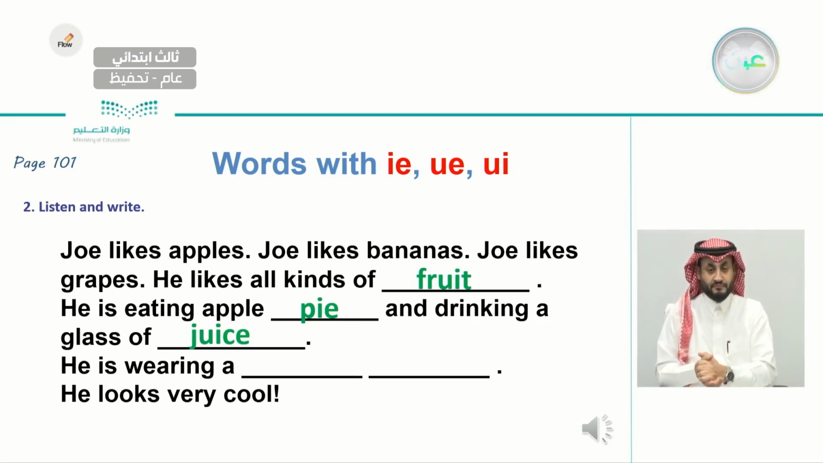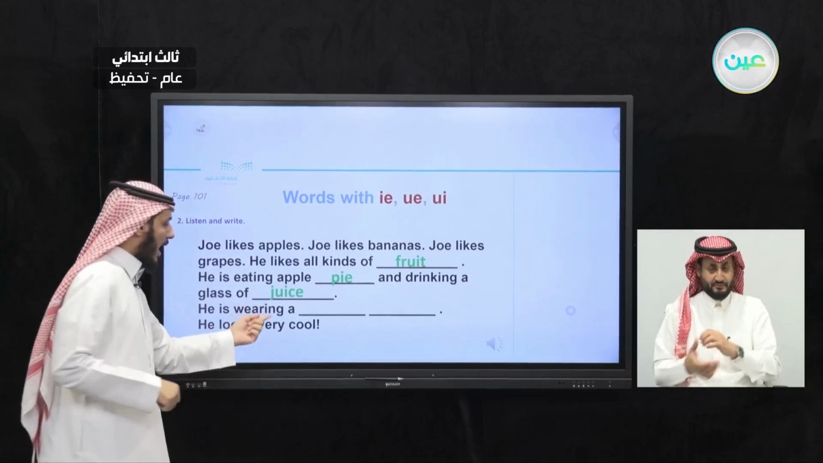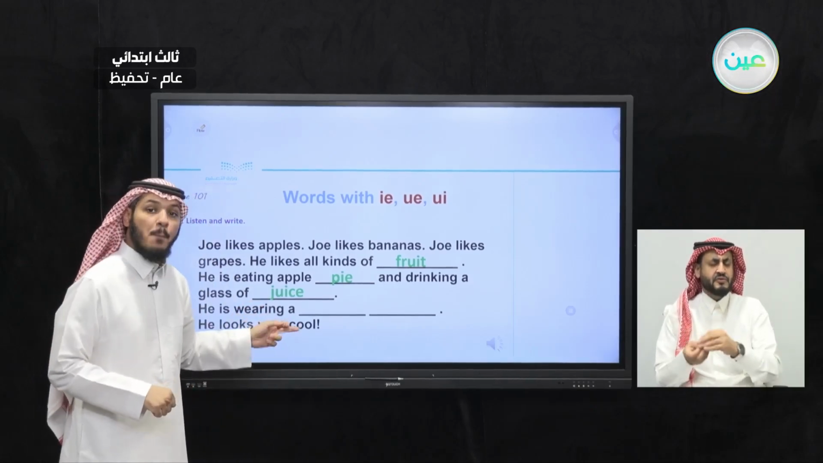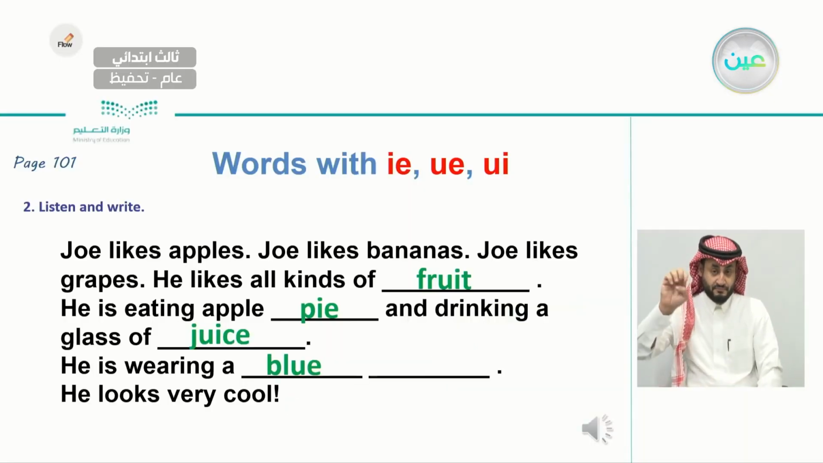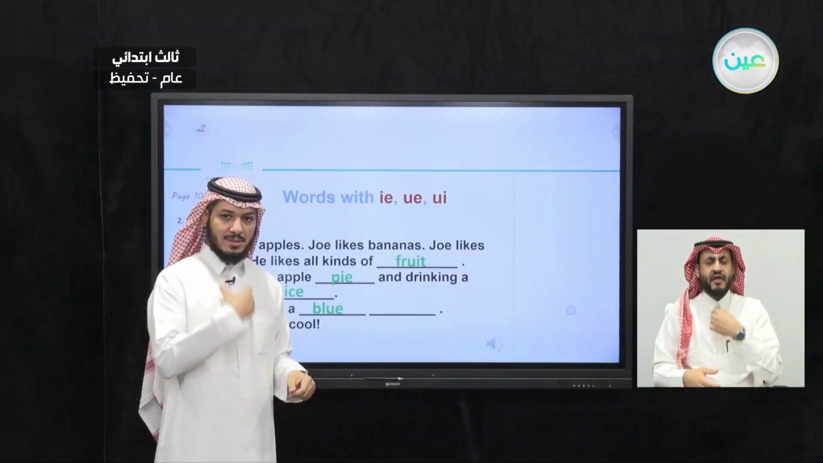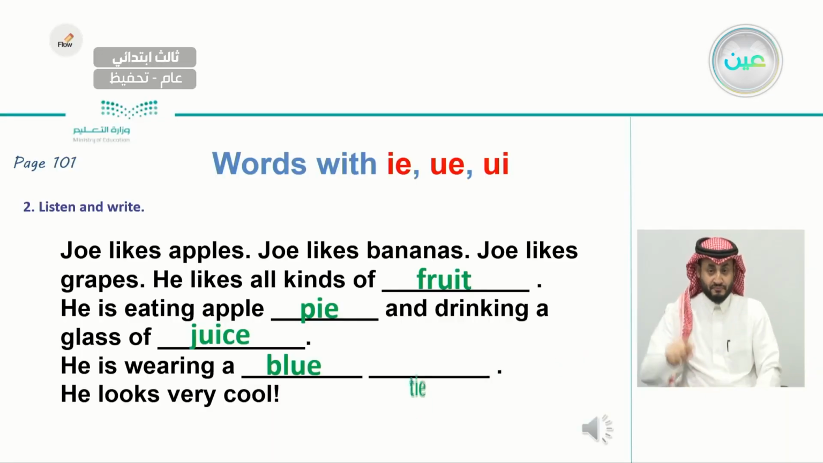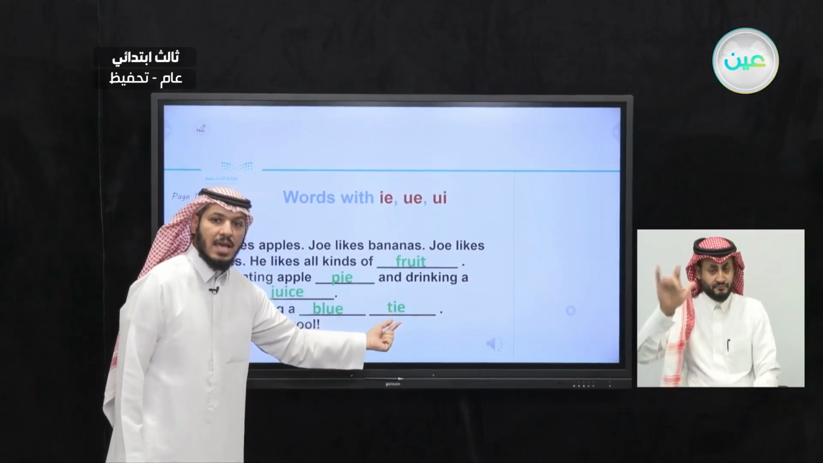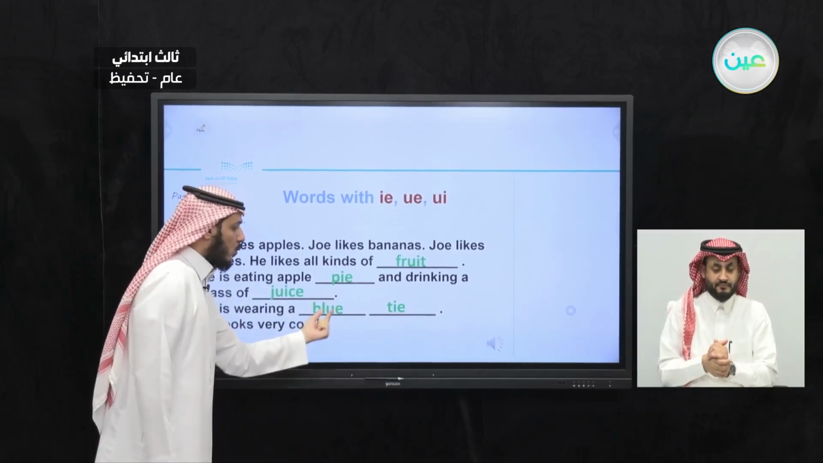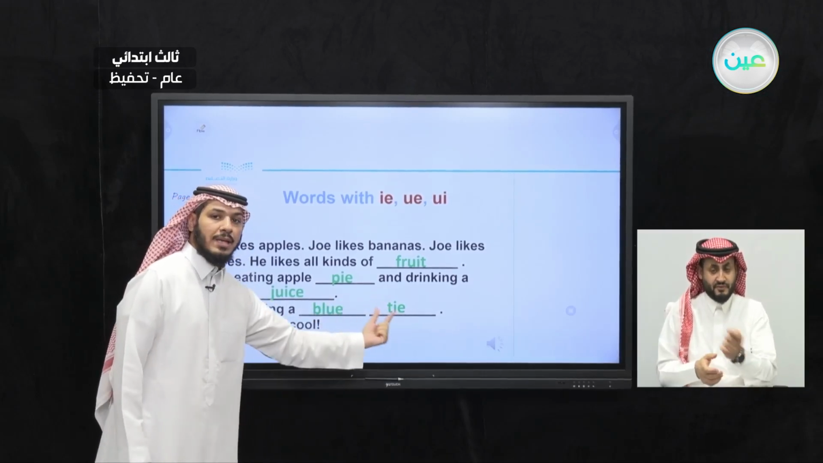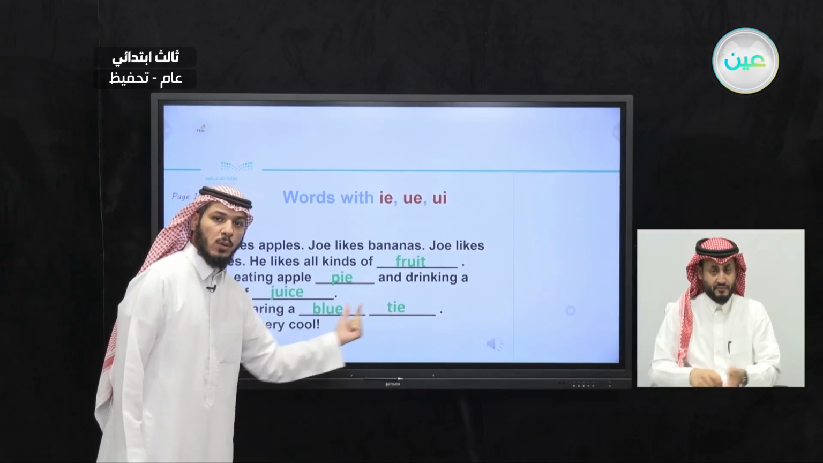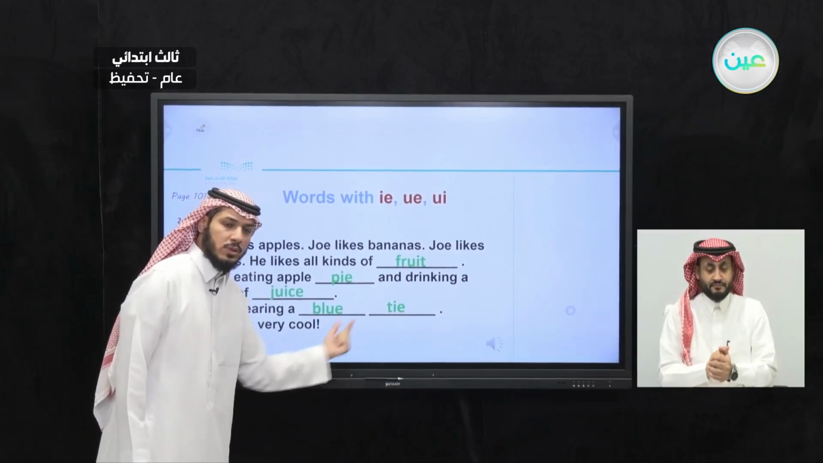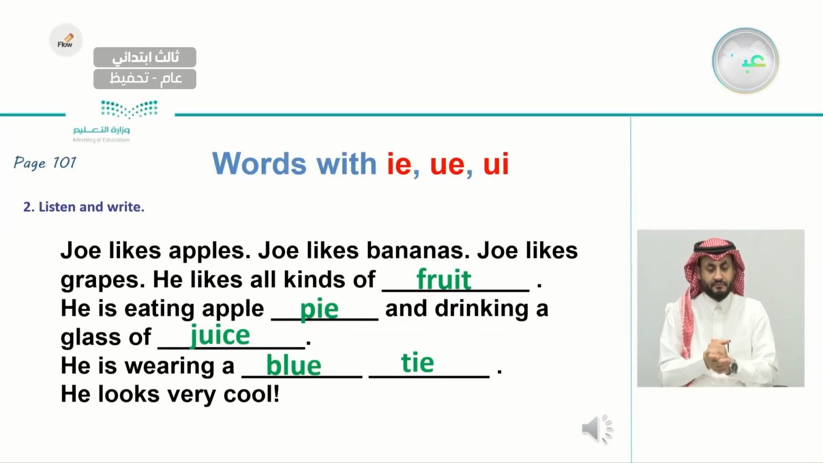He is wearing a what? A blue. Perfect. Blue. What is this? Excellent. Blue tie. Perfect. So we have U and E. It spells as oo. And I-E spells as I. So blue tie, blue tie, blue tie. Say it with me. Blue tie, blue tie. Perfect. Okay, write it down.